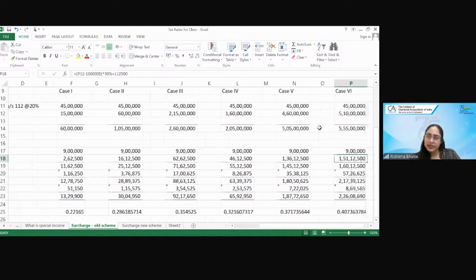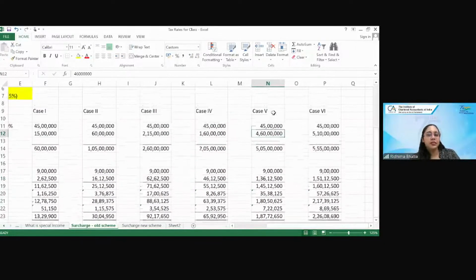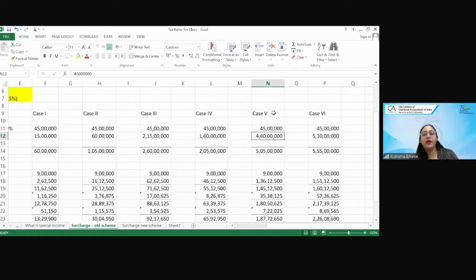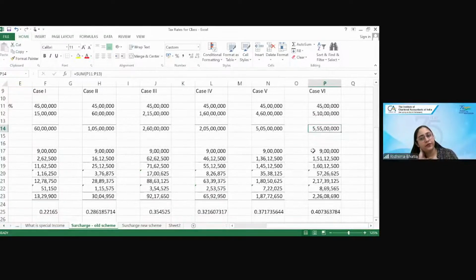Now we come to case 5 and case 6. Case 5 and case 6 are also similar, but now the income is crossing 5 crore. So first we'll do case 6. In case 6, my total income is 5 crore 55 lakhs. My special rate income is 45 lakhs. My other income is 5 crore 10 lakhs. On the 45 lakhs, tax is 20%, 9 lakhs. And on 5 crore 10 lakhs, the tax is coming to 1 crore 51 lakhs 12,500. Okay? Sorted. From 5 crore 10 lakhs, we worked out slab rates: 1 crore 51 lakhs 12,500.